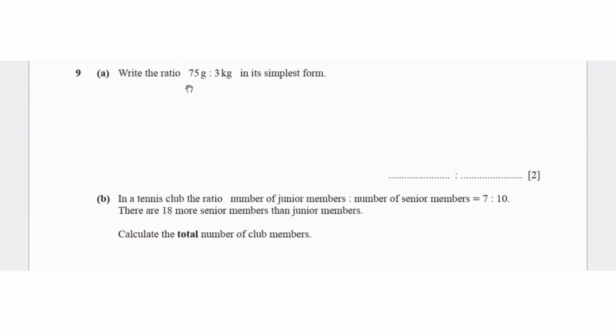Question 9 says, write the ratio 75 grams to 3 kg in its simplest form. So first, let's convert them into the same units. 75 grams and 3 kg, which is 3 times 1000 to convert this into grams. So that's going to be 3000. And now if we simplify this, we know that 75 divided by 3 is going to be 25. And 3000 divided by 3 is going to be 1000.